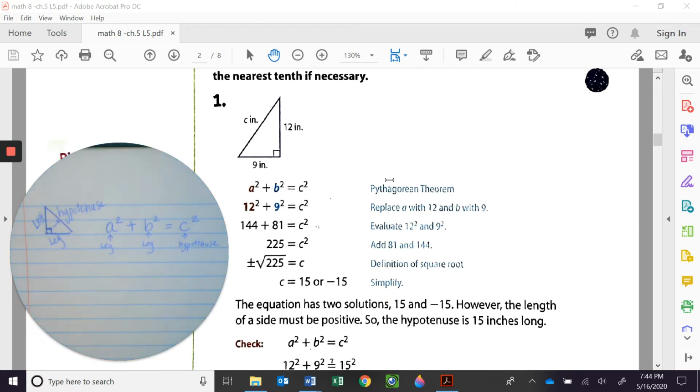Now it says that it's plus or minus, and the reason it's plus or minus is that you could put a positive or a negative in there. But think about a triangle. Can we have a negative side? No. So it's always going to be positive.